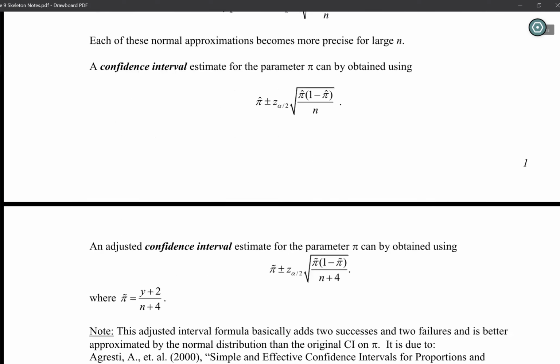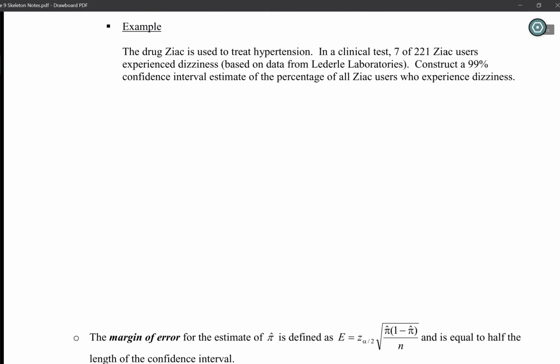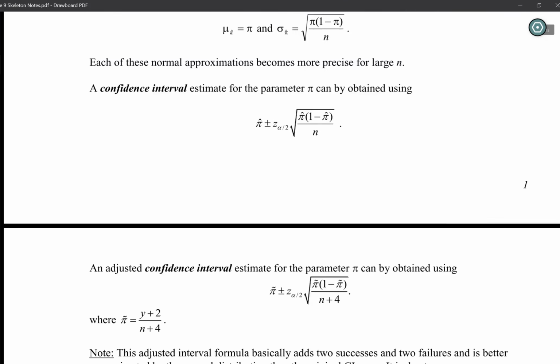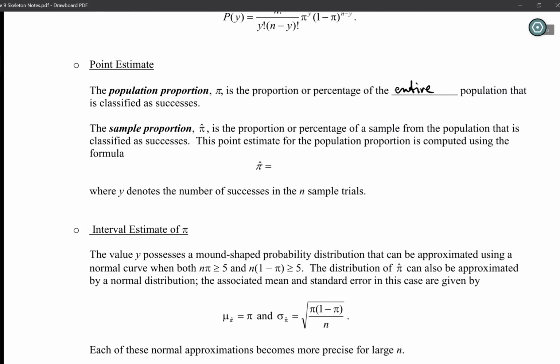If you want to think back to our example here, it would be all people that use the Ziac drug. That would be the population, and the proportion of those that experience dizziness as a result of the drug would be our underlying population proportion. That's unknown because all we see from the data is the 221. That's our sample there. We don't see everybody that will use Ziac. But that's the proportion we want to say something about, and it's a parameter, it's unknown.